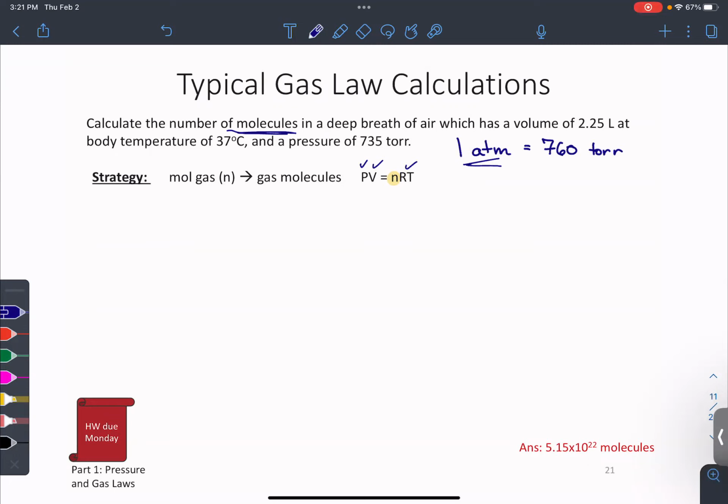What number is required there? Avogadro's number. Oh, you need to memorize that number. I don't think I gave it to you. Yes, that is what you do need to memorize, that number, Avogadro's number. So let's get it. What is Avogadro's number? 1 mole of anything is 6.02 times 10 to the 23.